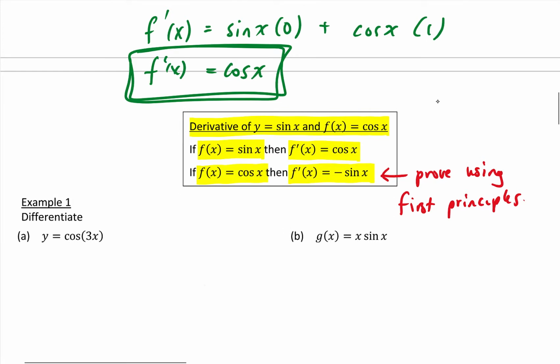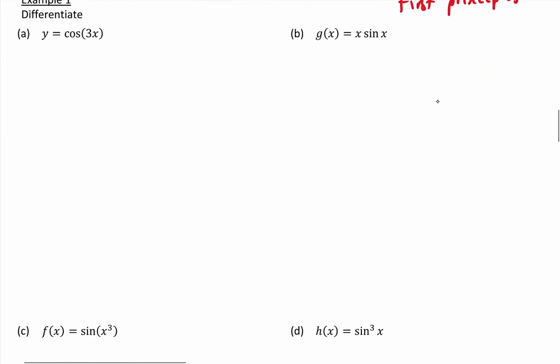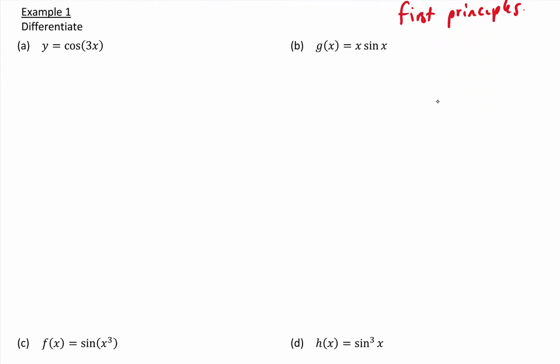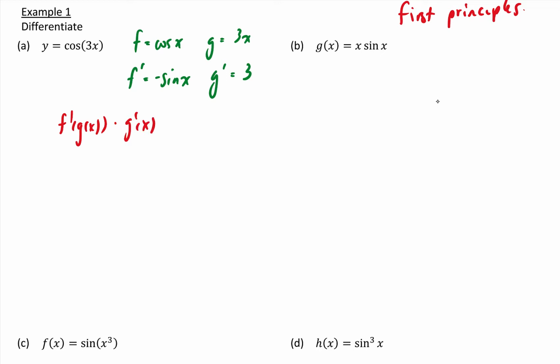Now that we've got these shortcuts, let's go through some examples. So first of all, y equals cosine of 3x. Remember, this is a composition of functions where the outer function is cosine of x, the inner function is 3x. The derivative of cosine x is negative sine of x, that's our new shortcut, and the derivative of 3x is equal to 3. Using the chain rule, that means we have to find f prime of g of x times g prime of x. That's going to be our derivative for this function.